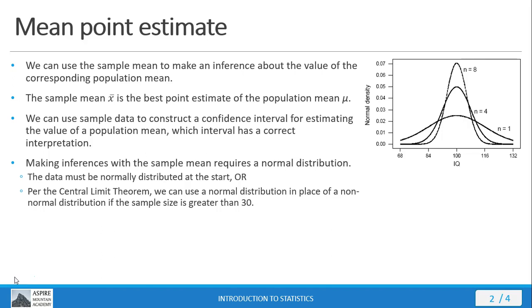So if we have a non-normal distribution and the sample size is 30 or less, so less than 31, that means we cannot make that inference with the sample mean with the methodology that we're going to examine. It's just not gonna work out.